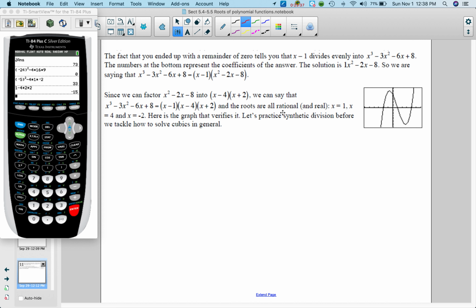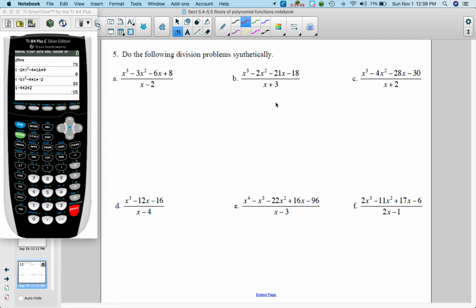We know the roots are all rational and real. And if you graph it on your calculator, you would see that it passes through those roots, you can see the shape of that. And I know you guys can do that part. So here's some practice problems we're going to do, and we're just going to practice with synthetic division.